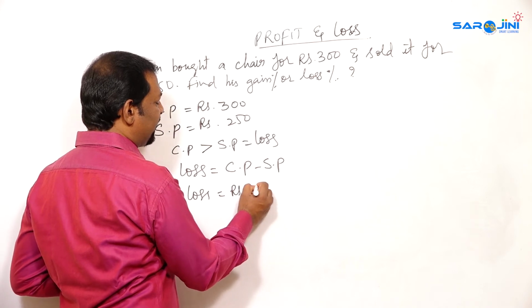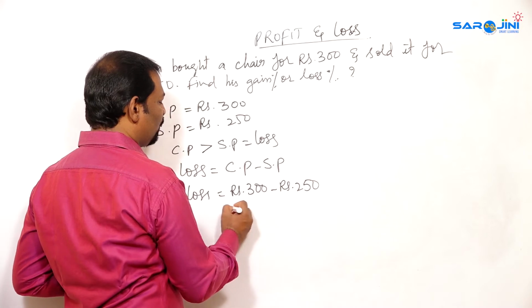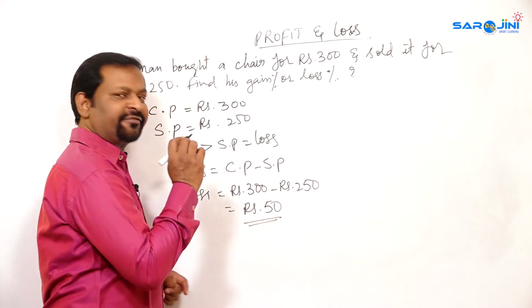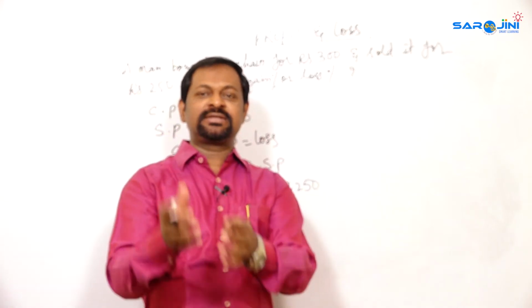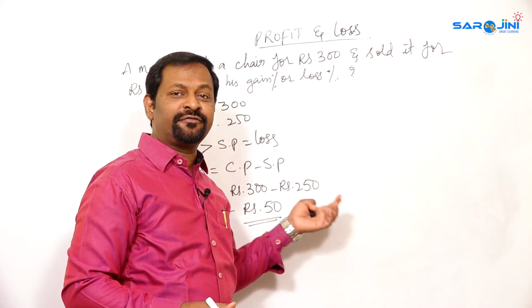Rupees 300 minus the selling price of 250 is equal to 50 rupees. So his loss, how much? 50 rupees is the loss, because he purchased for 300 and sold it back for 250 only. So 50 rupees is the loss.